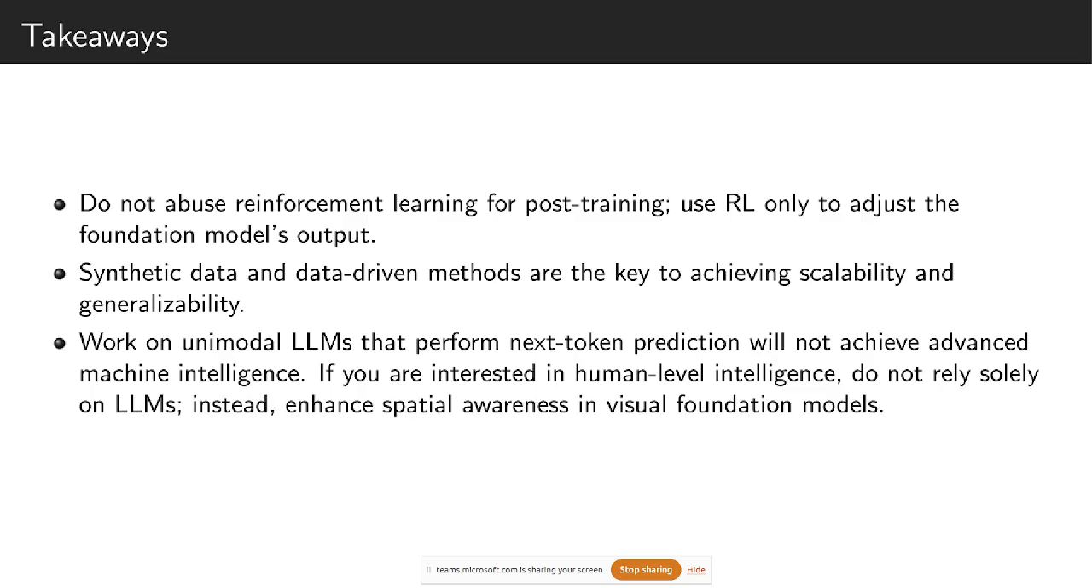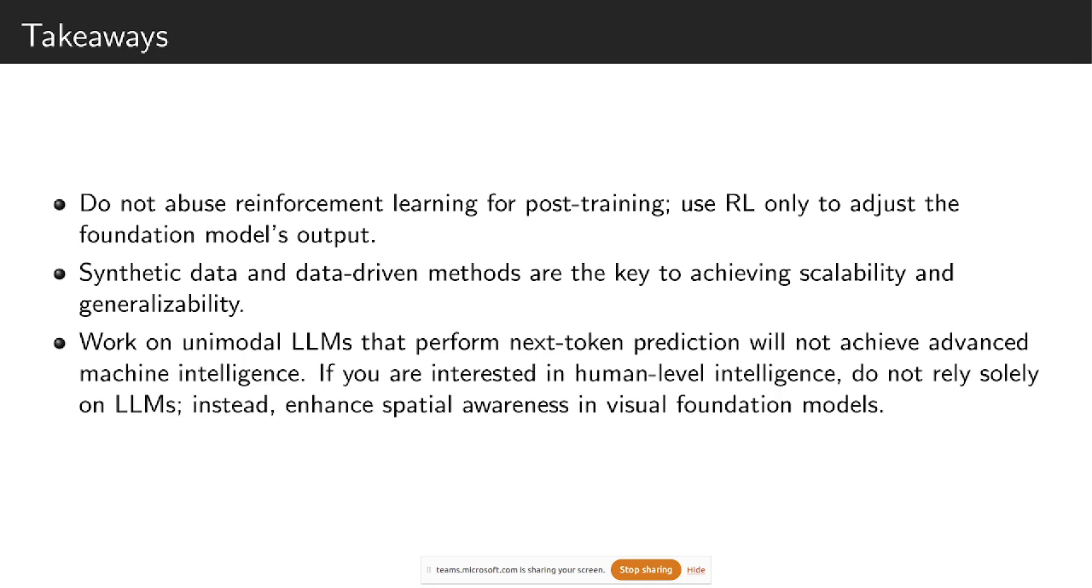The first one is, do not abuse reinforcement learning for post-training. Use RL only to adjust a foundation model's output. People consider RL as part of post-training, and there are a lot of paradigms that currently use RL for pure post-training, for example RL0, where a model fully relies on RL to activate reasoning capability. This is something I don't suggest. RL is very expensive, and the correct way to leverage RL is to only use it to adjust a foundation model when it doesn't achieve satisfactory performance.